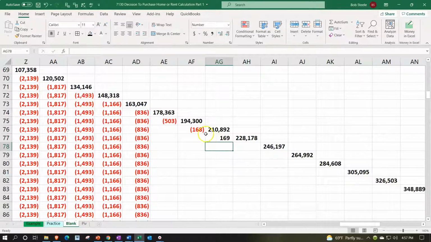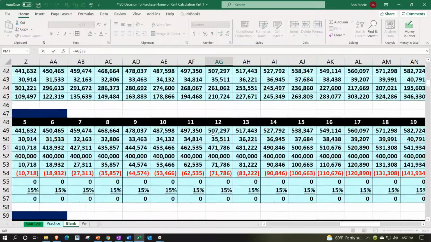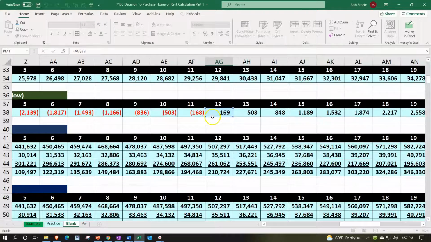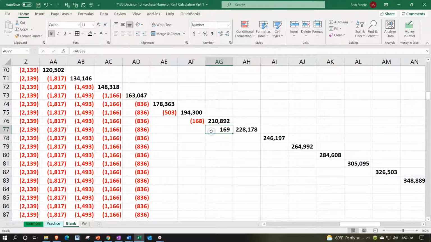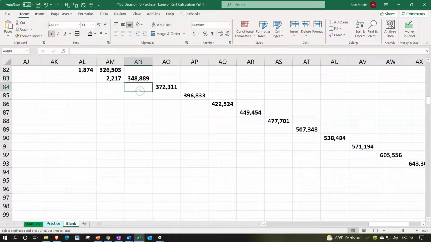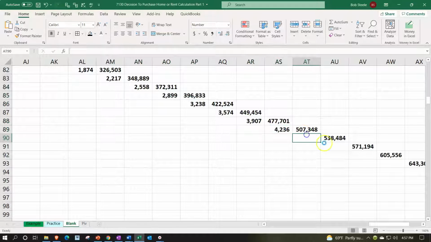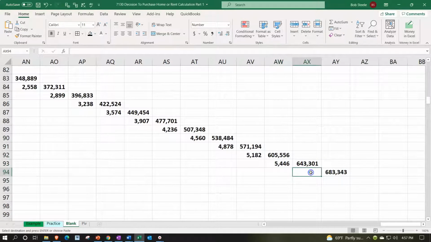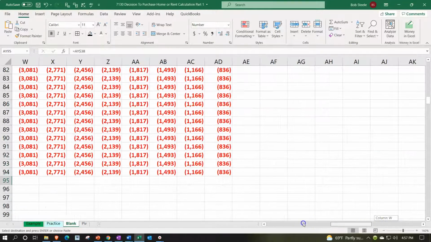This is where it flipped to a positive number, because remember, it's picking it up from here where it flipped on year 12. So now it's a positive number. That's fine. Now we got an inflow, a net inflow instead of an outflow. Just pasting these out diagonally, and then copying that down, and so on and so forth.